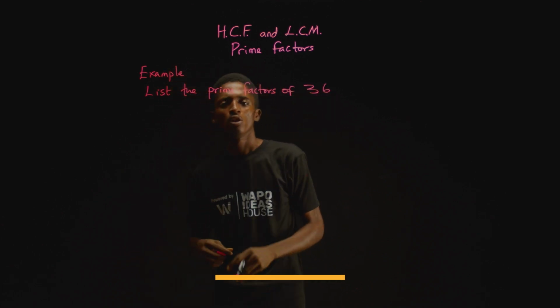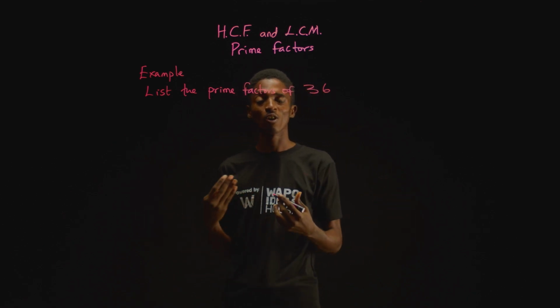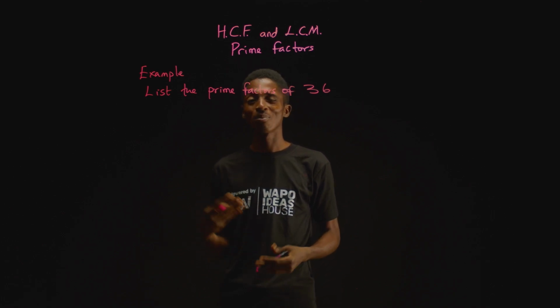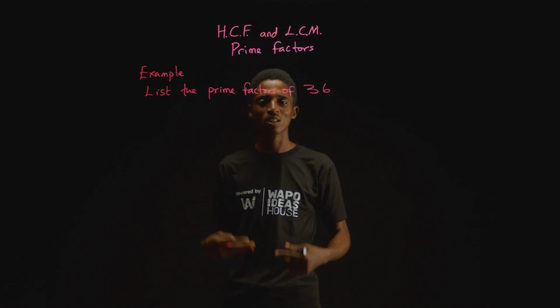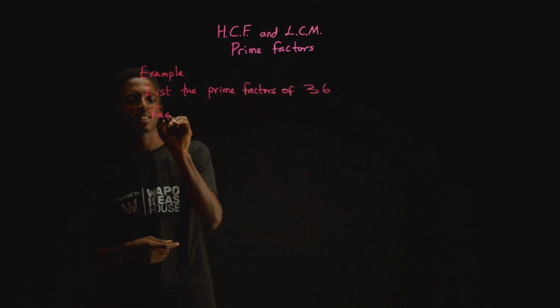36. To be able to get this, we have to first list all the factors of 36. And then from those factors, we determine the ones that are prime numbers. In other words, prime factors. So let's find first the factors of 36.